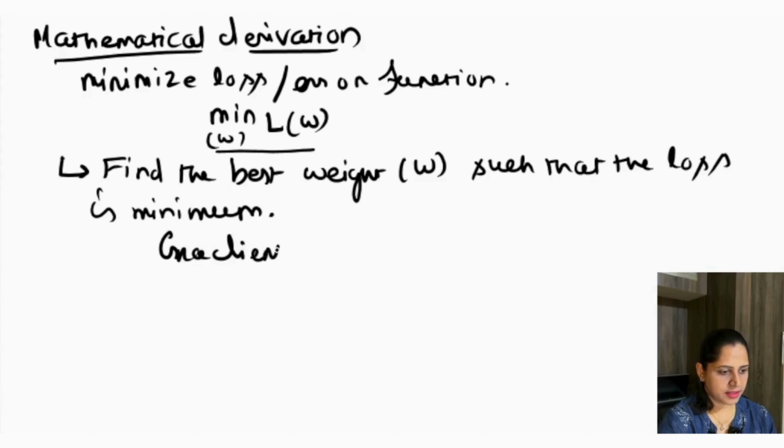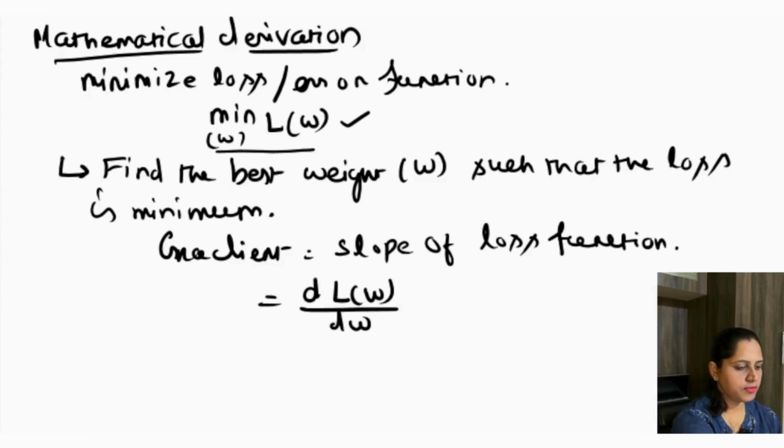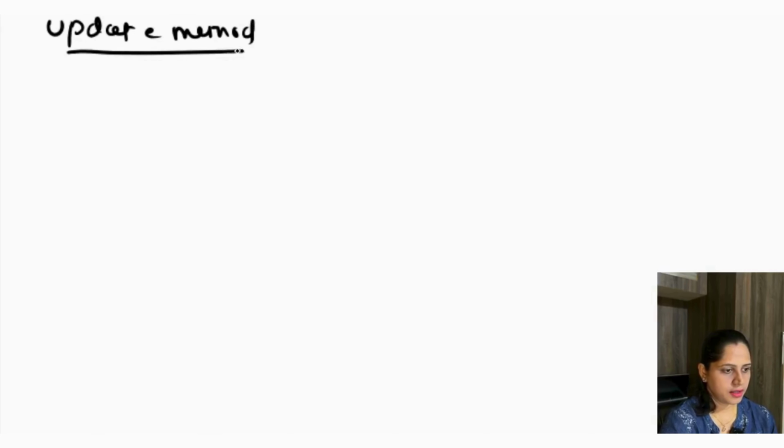Gradient is the slope of the loss function, isn't it? And the slope of the loss function means dL/dW, because I have my loss function and I am taking the derivative of it. Now we move ahead. Once that is done, we have the update method, right? Once the gradient is calculated, we need to update the weight, and that is the main goal.